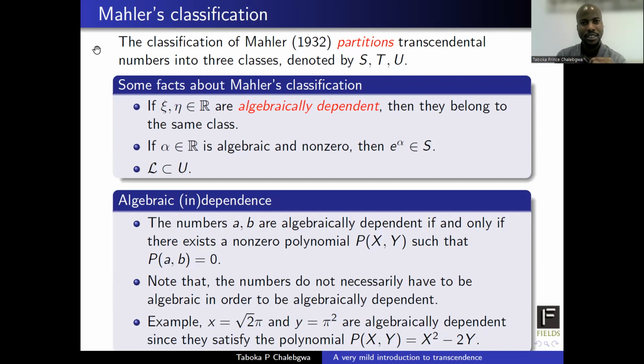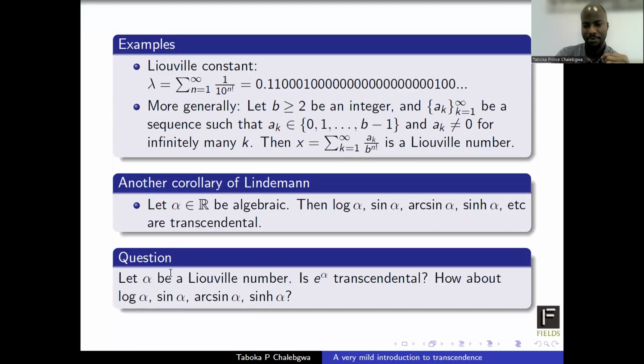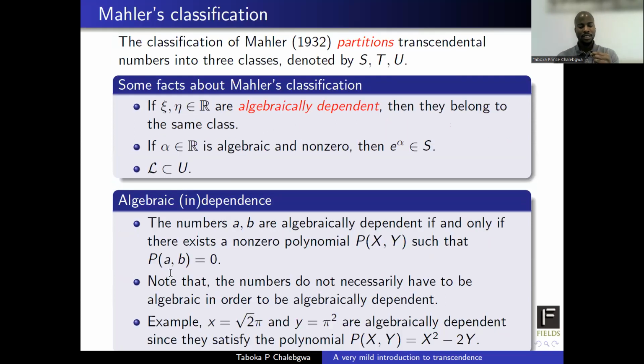All right, but there are a few aspects about Moller's classification that we need in order to address our question here about exponentials of Liouville numbers. The first fact that we should keep in mind is that if you have two numbers that are algebraically dependent, then they belong to the same Moller class. I'm not sure if we are familiar with the concept of algebraic dependence, but through our encounter with linear algebra, we know what linear dependence or linear independence means, at least in terms of vectors in a vector space.